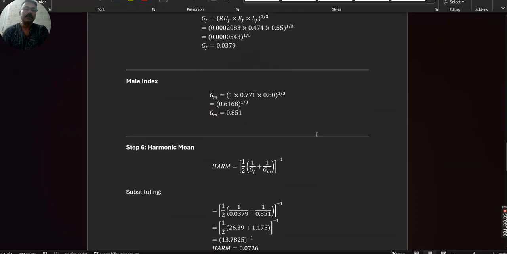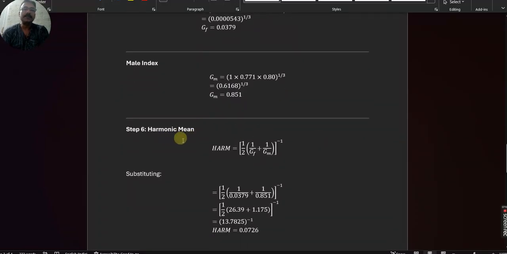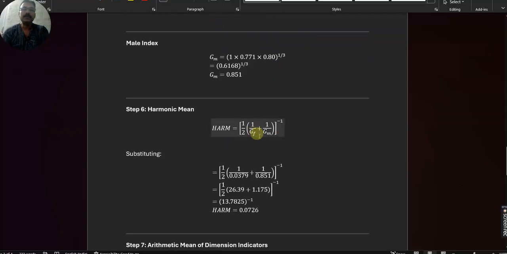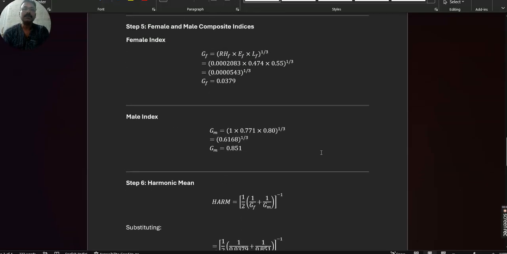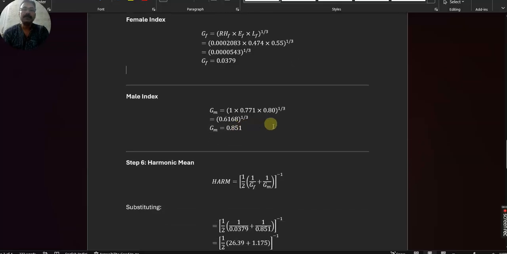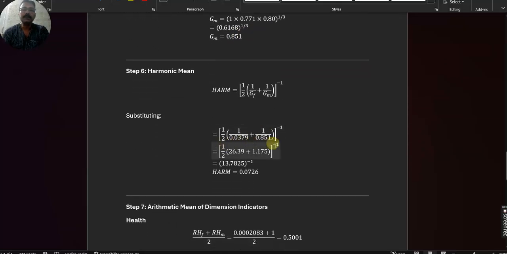Now the next step is the harmonic mean. We have to calculate the harmonic mean of these two values. As we know the formula, the harmonic mean is 1 by 2 of the sum of reciprocals. The composite index for female is 0.037 and for male 0.851. The harmonic mean of these two provides this value.